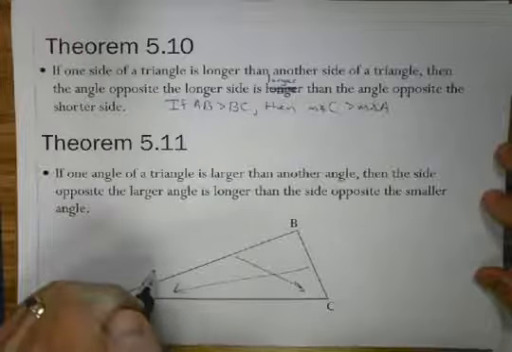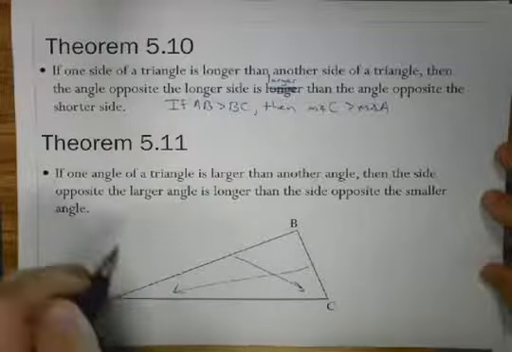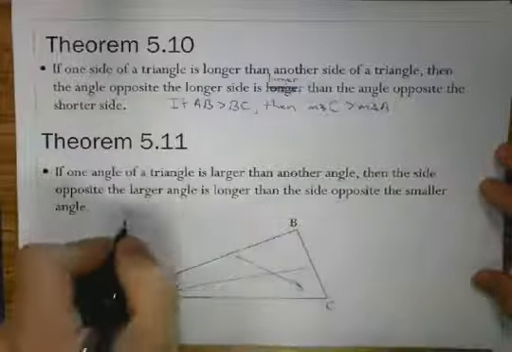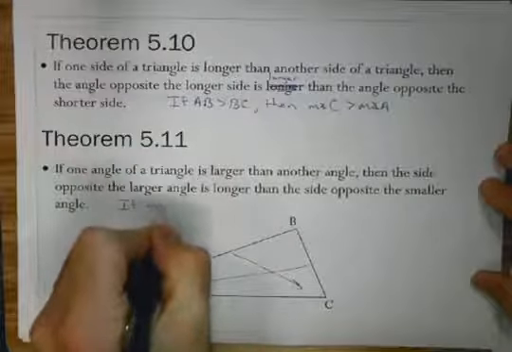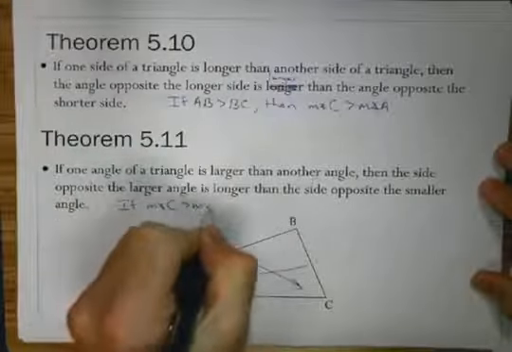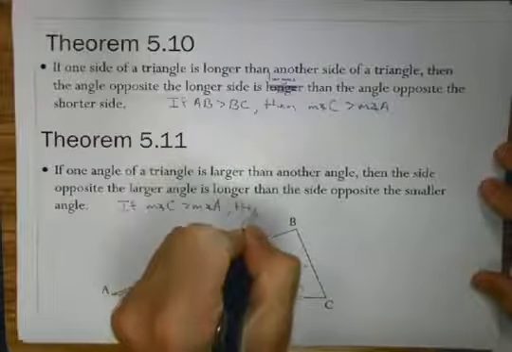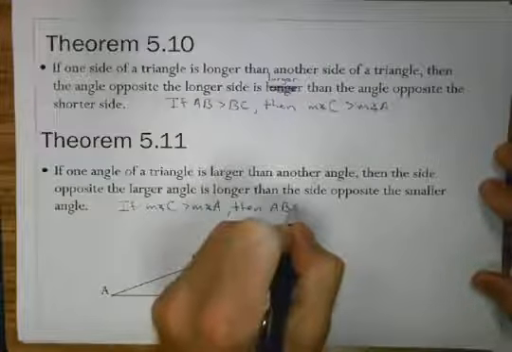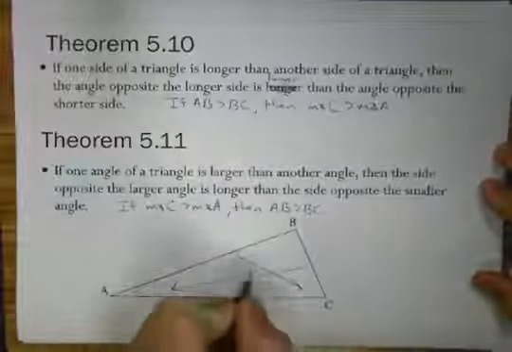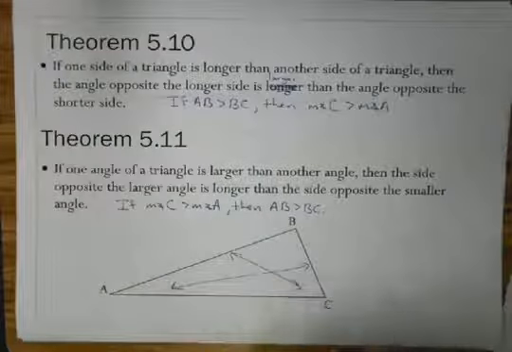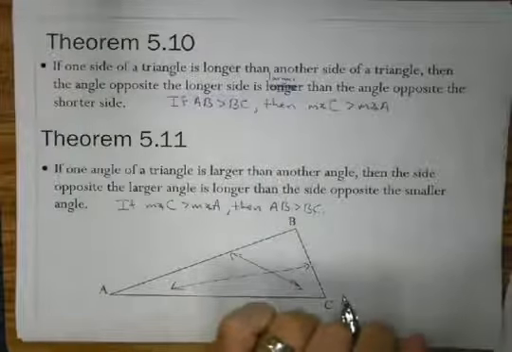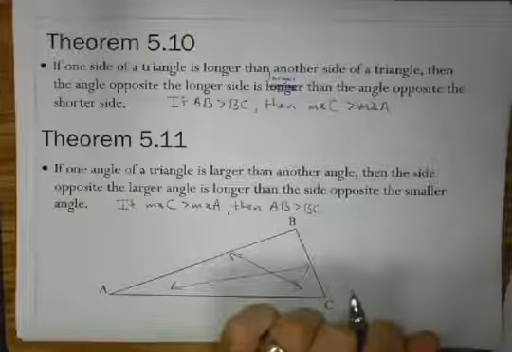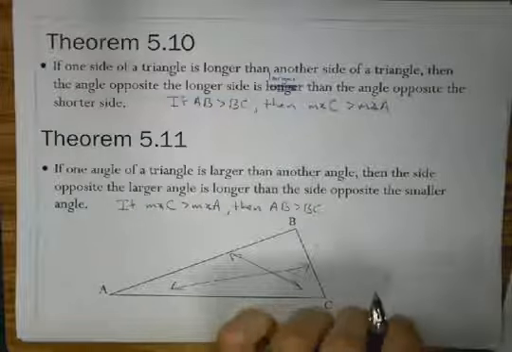The second theorem says if one angle of a triangle is larger than another angle, then the side opposite the larger angle is longer than the side opposite the smaller angle. Same idea, we've just switched the order. So now we would say if the measure of angle C is greater than the measure of angle A, then AB is greater than BC. Now it's just kind of going that opposite direction. So it gives this relationship between the opposites.